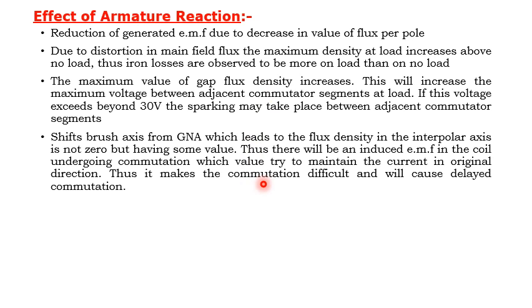And the next effect is that during the shifting of the brushes, there may be delayed commutation, and commutation may be difficult, because the flux density in the interpolar axis is not zero, it has some value. If it has some value, there will be an induced EMF in the coil, which leads to delayed commutation. So these are all the effects of the armature reaction.